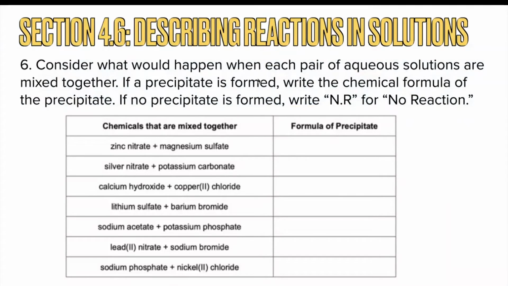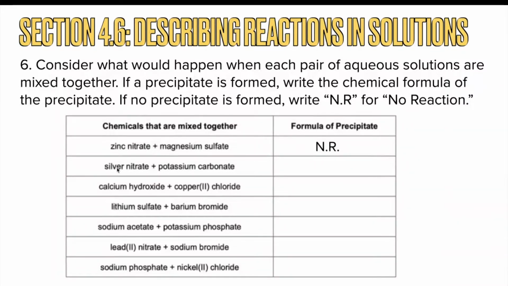So consider the following. It says, when you mix each pair together, do we get a precipitate? If so, write the precipitate down. If not, write NR for no reaction. Let's go through these. If we mix zinc nitrate and magnesium sulfate, the zinc and the sulfate go together, the magnesium and the nitrate go together, and so nothing happens. Zinc sulfate is soluble in water, magnesium nitrate is soluble in water.